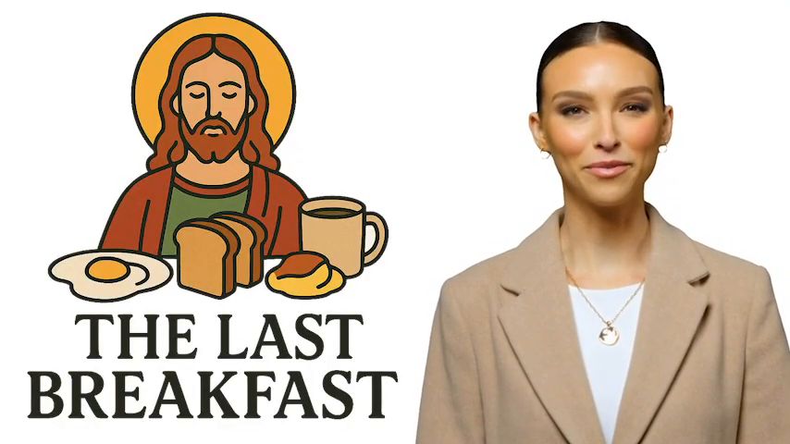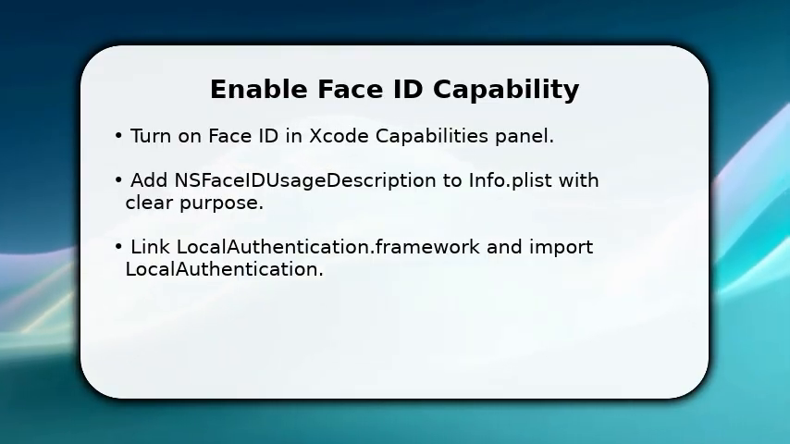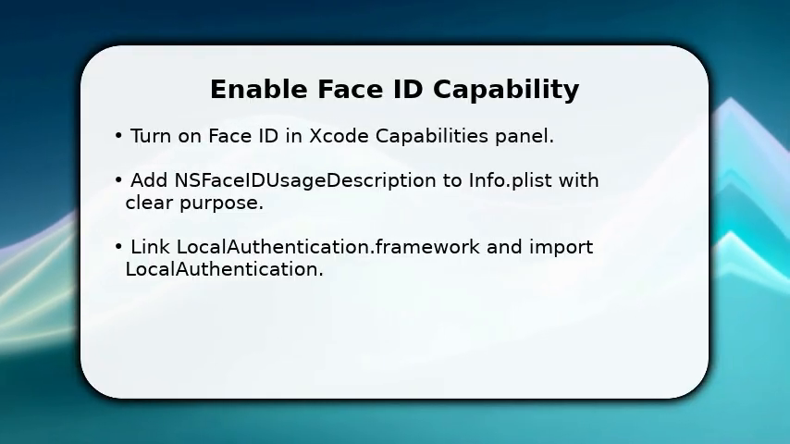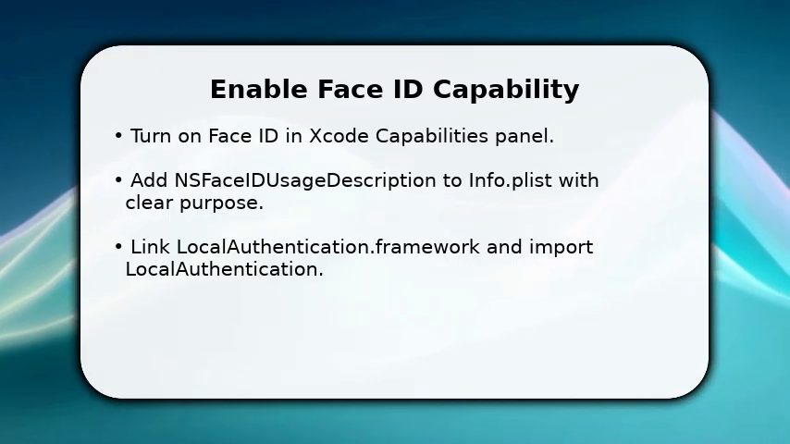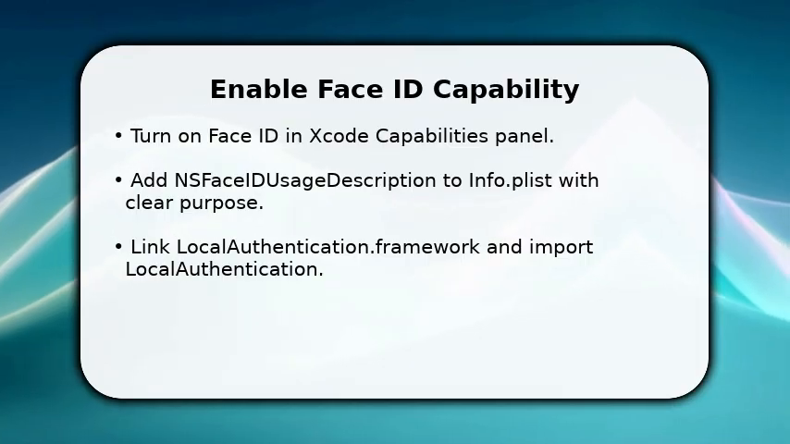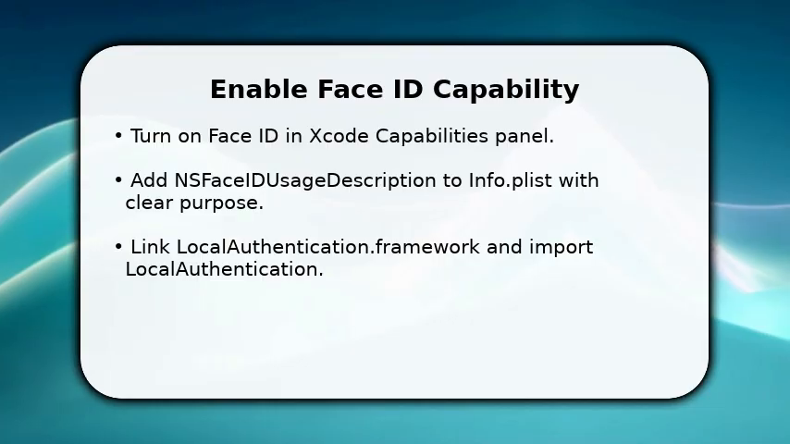Please enjoy the video. You start by enabling Face ID at the project level so the system will let your app ask for biometric unlock. Open the target, switch to capabilities, toggle Face ID on, and confirm entitlements were added. Once done, add NSFaceIDUsageDescription to Info.plist explaining why you need Face ID.